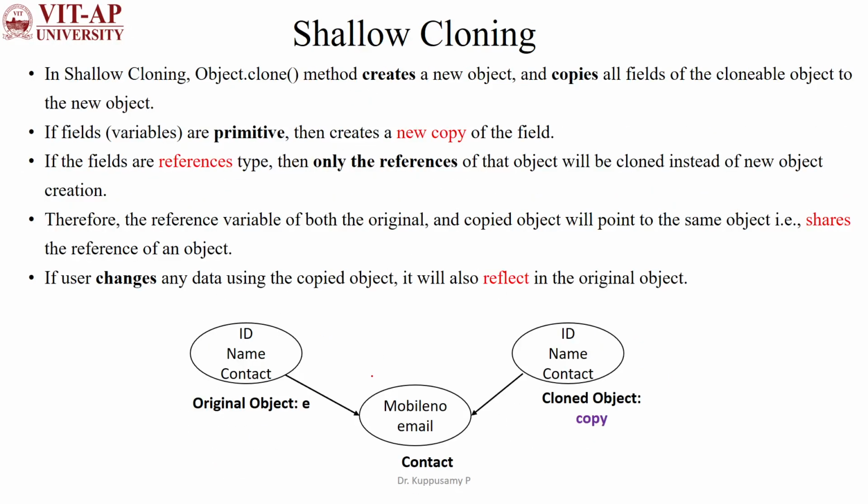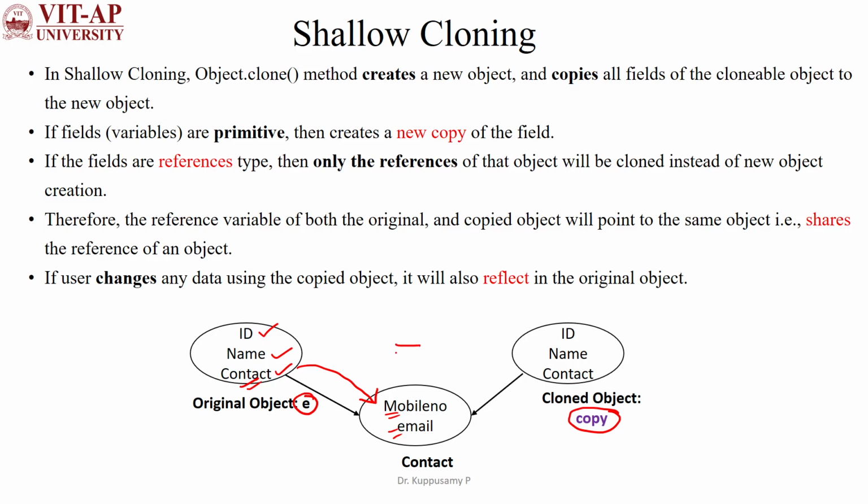In shallow cloning, you see we have the original object E and the cloned object copy. First we are creating the object with variables ID, name and contact. Contact has two values. This is an object, and the object has two variables: email and mobile number.